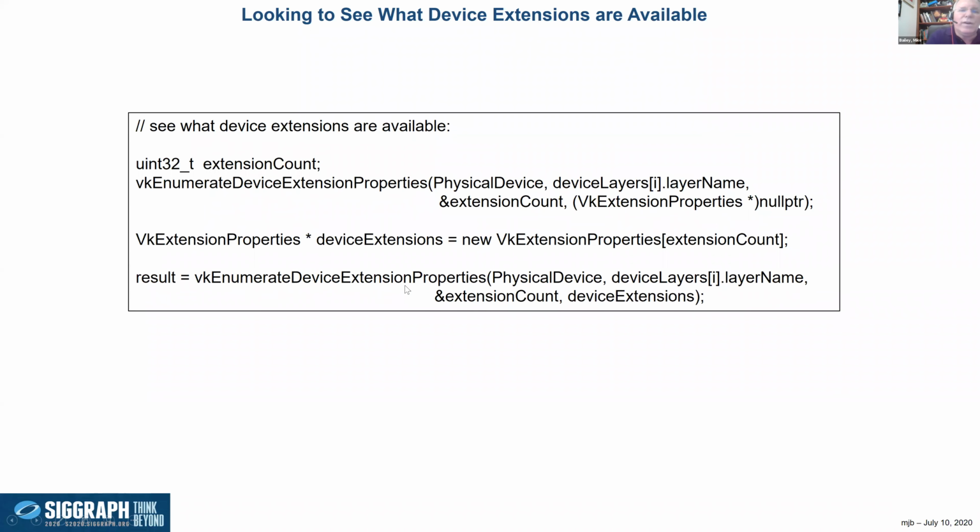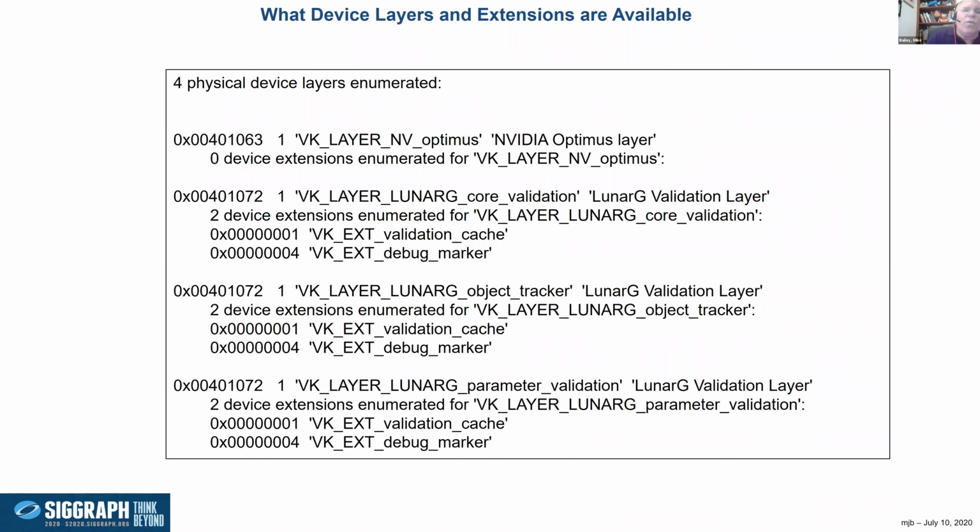Here's where you find out about the extension count. You make a list of the extensions, then you go get them. Now you can either print them out or you can test them against what you're looking for. You can also do the same thing with the device layers that are available. On the system I was on, these are the ones that it found. Again, the sample code, if you run it, will print this out for you. And it's great.